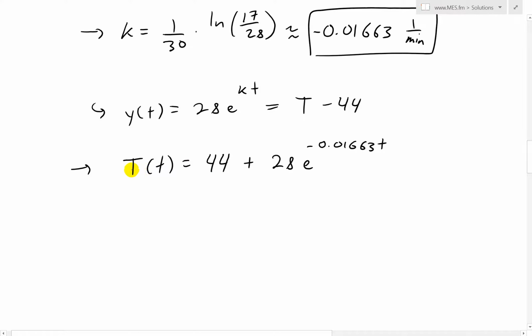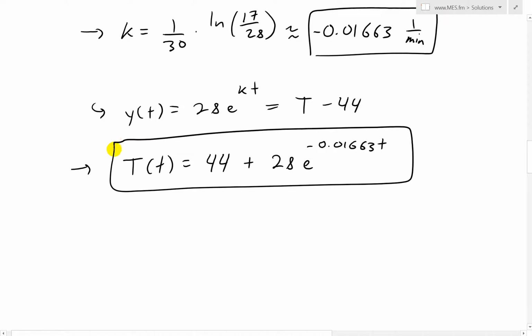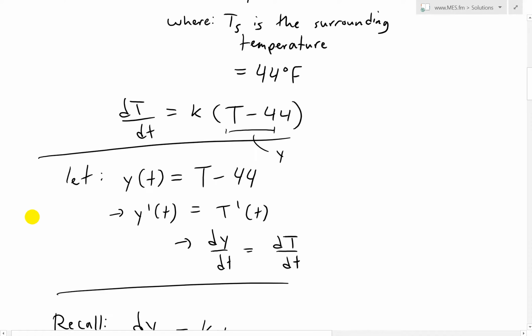So temperature is in Fahrenheit: 44 degrees is the surrounding temperature, 28 degrees is the initial difference, and that is multiplied by this factor, which has to be unitless so that both terms add up to Fahrenheit. That's why k has to be per minute, so that the time and the k units cancel. So this is our formula now, and from here we can solve parts A and B.